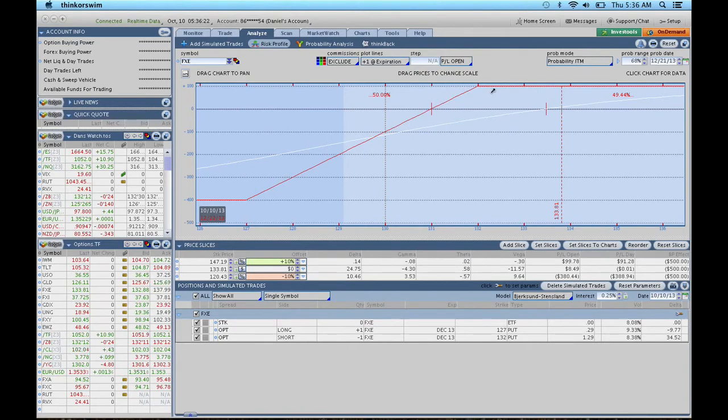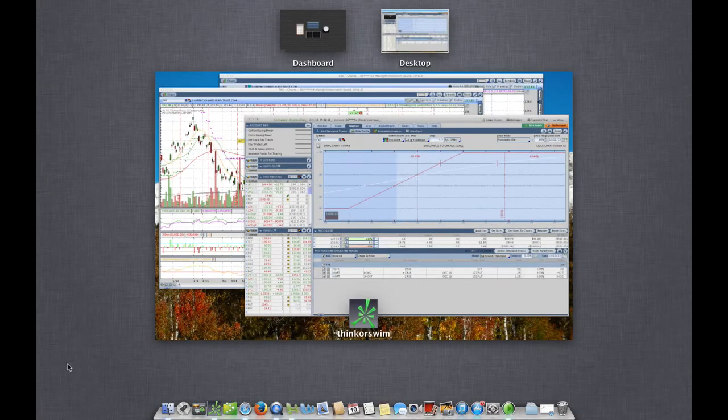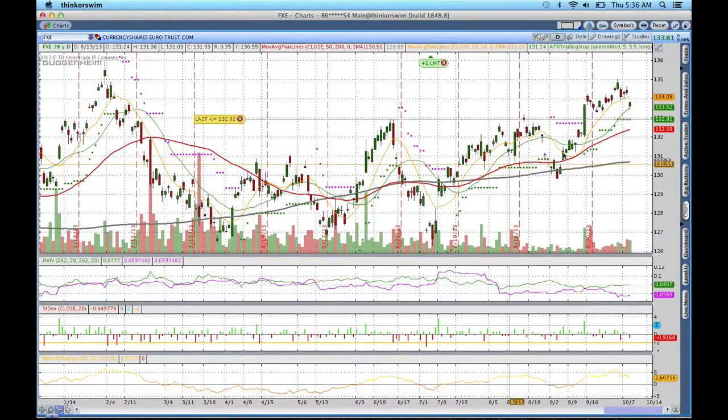So this is the vertical I sold, and this is a 5-point vertical. I sold the 132 and bought the 127 put, and I got a credit of $100, so a credit of 1, and my maximum risk on this trade is $400. But if we go back here and recall, our stop level is at this 132.92 level, and so a close below that is going to be where I'm out of this trade.